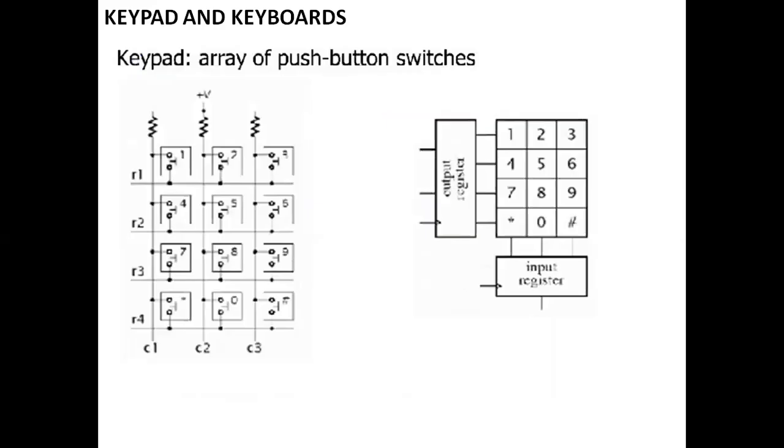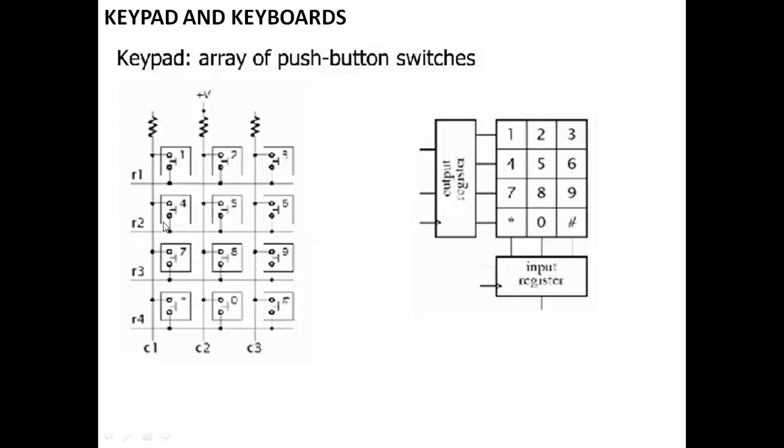The next input device is the keypad and keyboards. You can see the figure of this matrix keypad, where the keys are arranged in matrix form. You can have a 3 cross 4 matrix, where 12 keys are arranged in the form of a matrix. So we have 12 switches, 1 2 3 up to 9 10 11 12, arranged here.